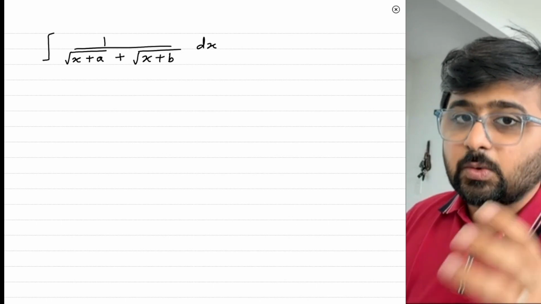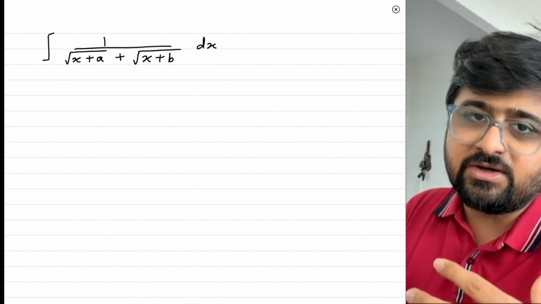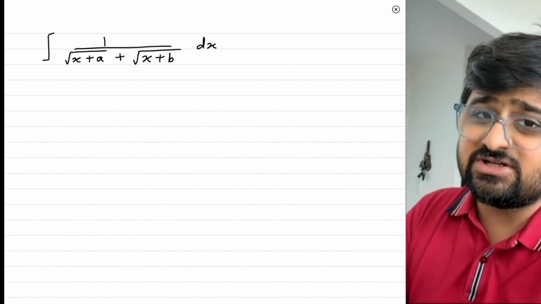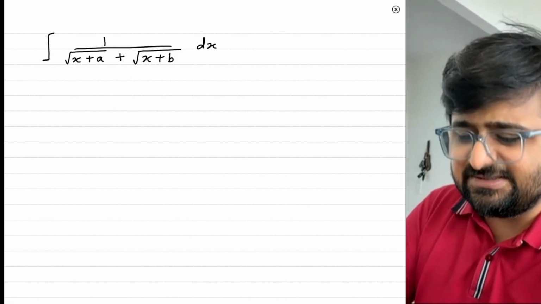Whenever you see a square root inside of an integral, what you have to do is rationalize that square root expression. And what we mean by rationalizing is you have to multiply and divide by the conjugate of that expression. Let's see how we do that.